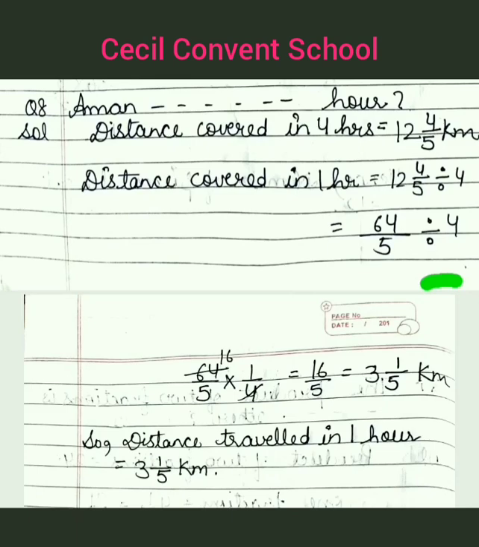Clear? After that we are not able to cut any number from numerator and denominator because they are not coming in one table. So we will stop doing cutting. Now we multiply numerator with numerator, denominator with denominator. 16 ones are 16, 5 ones are 5. Now 16 upon 5 we will divide. When we divide it, answer comes 3 1 by 5 kilometer. Then we write hence line. Hence line and so line is same. Hence the distance travelled in 1 hour is equals to 3 1 by 5 kilometer.